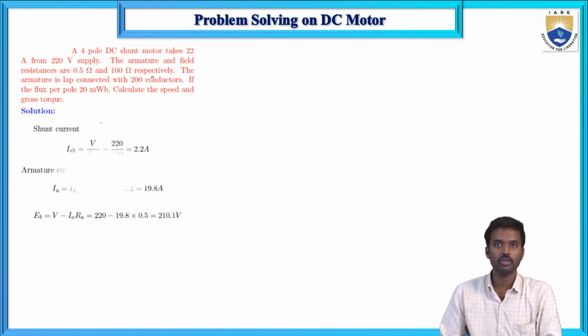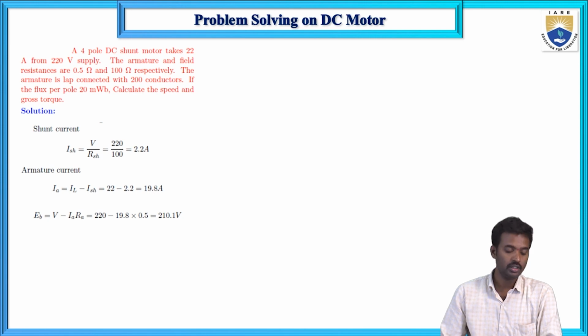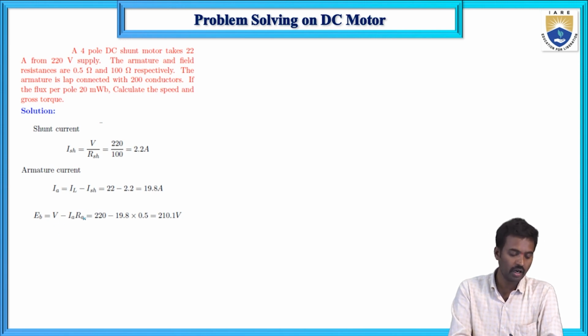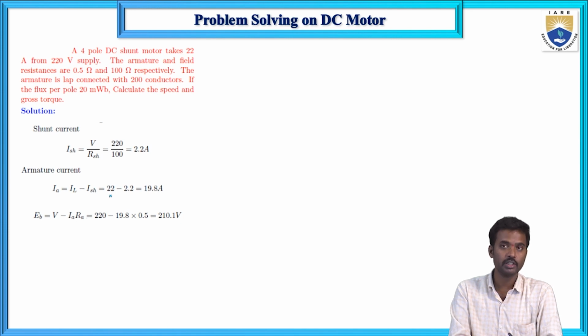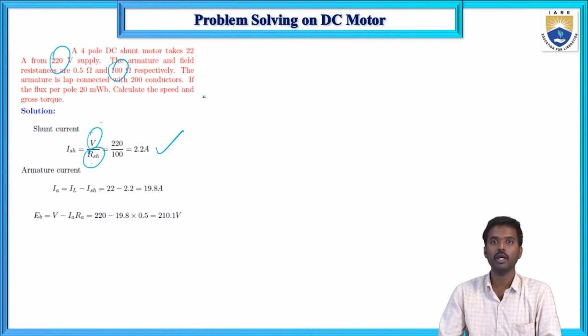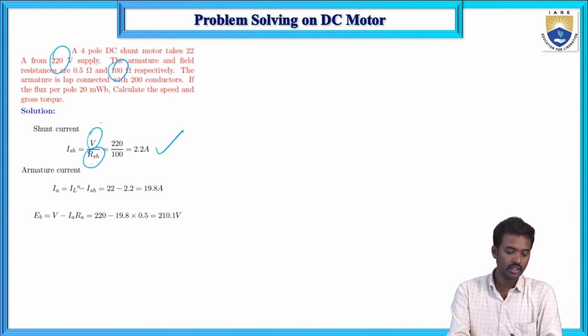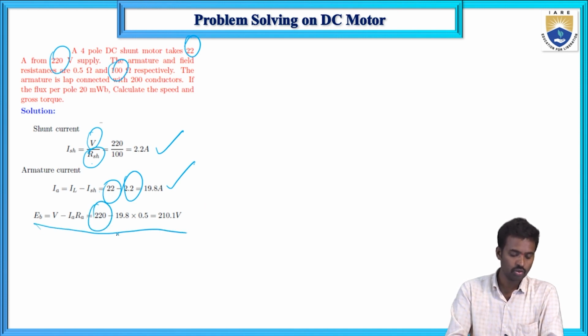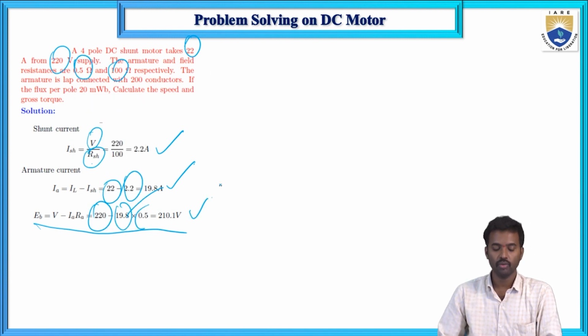So here EB equals Z n phi by 60 into P by A, and EB equals another formula, V minus IA RA, and IA equals IL minus ISH, and ISH equals V by RSH. So now here V is 220 volts and RSH is here 100. So this value is 220 by 100, that is 2.2, and this IL is 22 amperes, so 22 minus 2.2 equals 19.8, and this EB equals V minus IA RA, 220 minus 19.8 into 0.5. So that value is 210 volts.